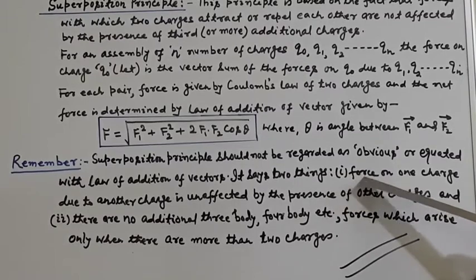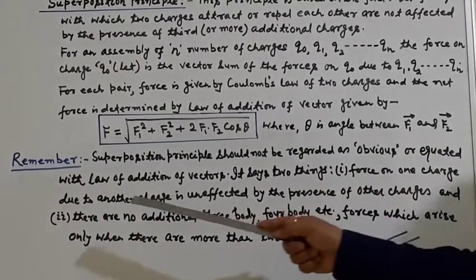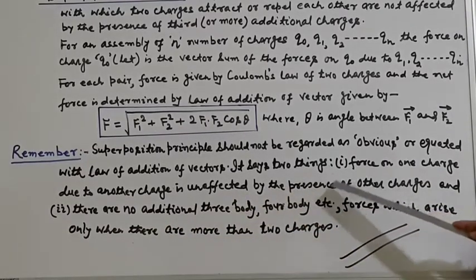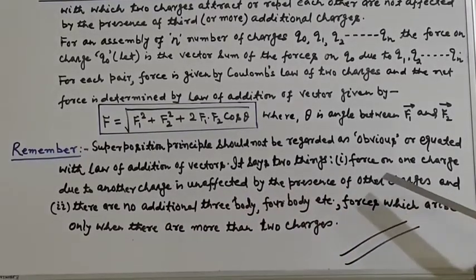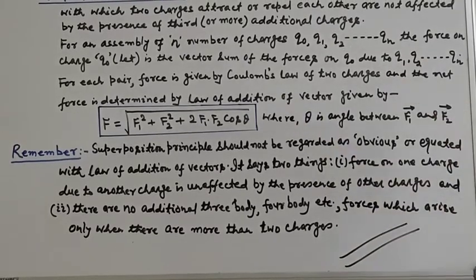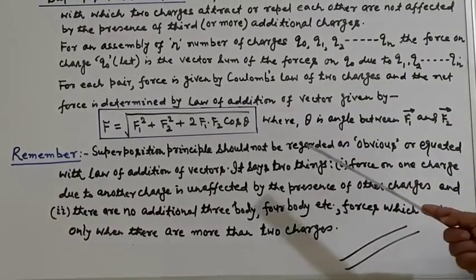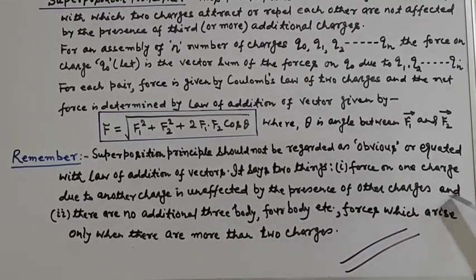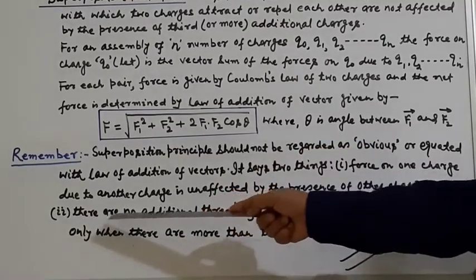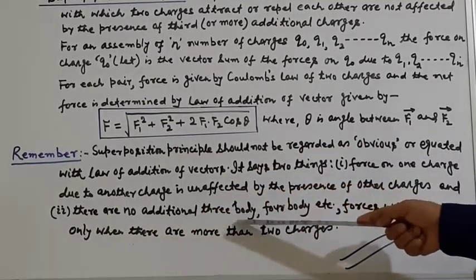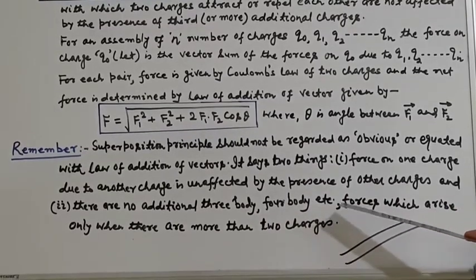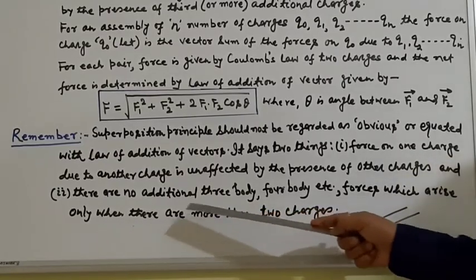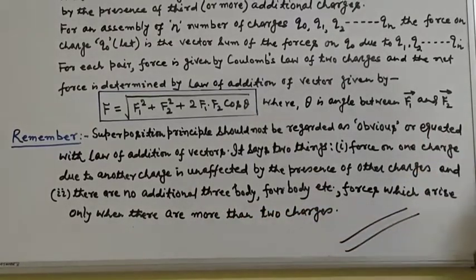Number one, the force on one charge due to another charge is unaffected by the presence of other charges. This is the first thing about the superposition principle: if many charges are present near one charge, the force will not be affected. And the second point is that there are no additional three-body or four-body forces which arise only when there are more than two charges.